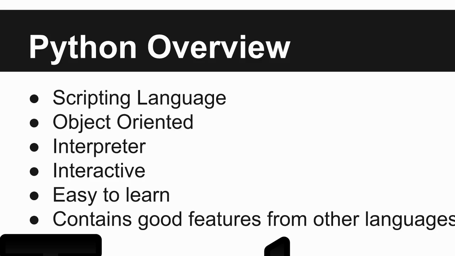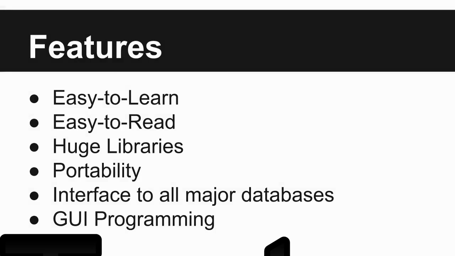And Python is interactive. This means that you can actually sit at a Python prompt and interact with the interpreter directly to write your program. And it is easy to learn, and it contains all the good features from other languages. So it is easy to learn. It means Python has relatively few keywords, simple structure, and a clearly defined syntax. This allows the students to pick up the language in a relatively short period of time.